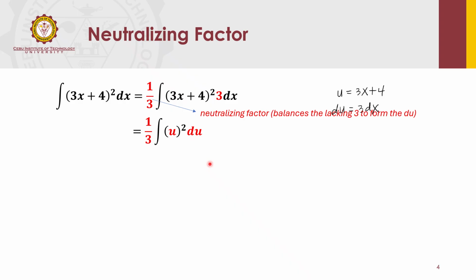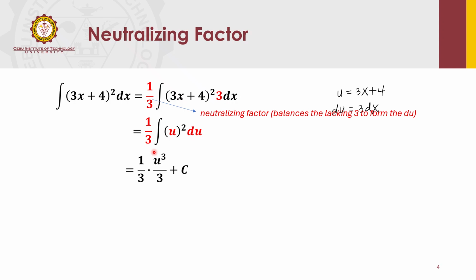So to continue, we now plug in the u and du into our new expression. It's basically the same as the one we saw from the previous slide, but we use again the concept of the neutralizing factor, instead of solving for the value of dx in terms of du, so that our solution would be faster.